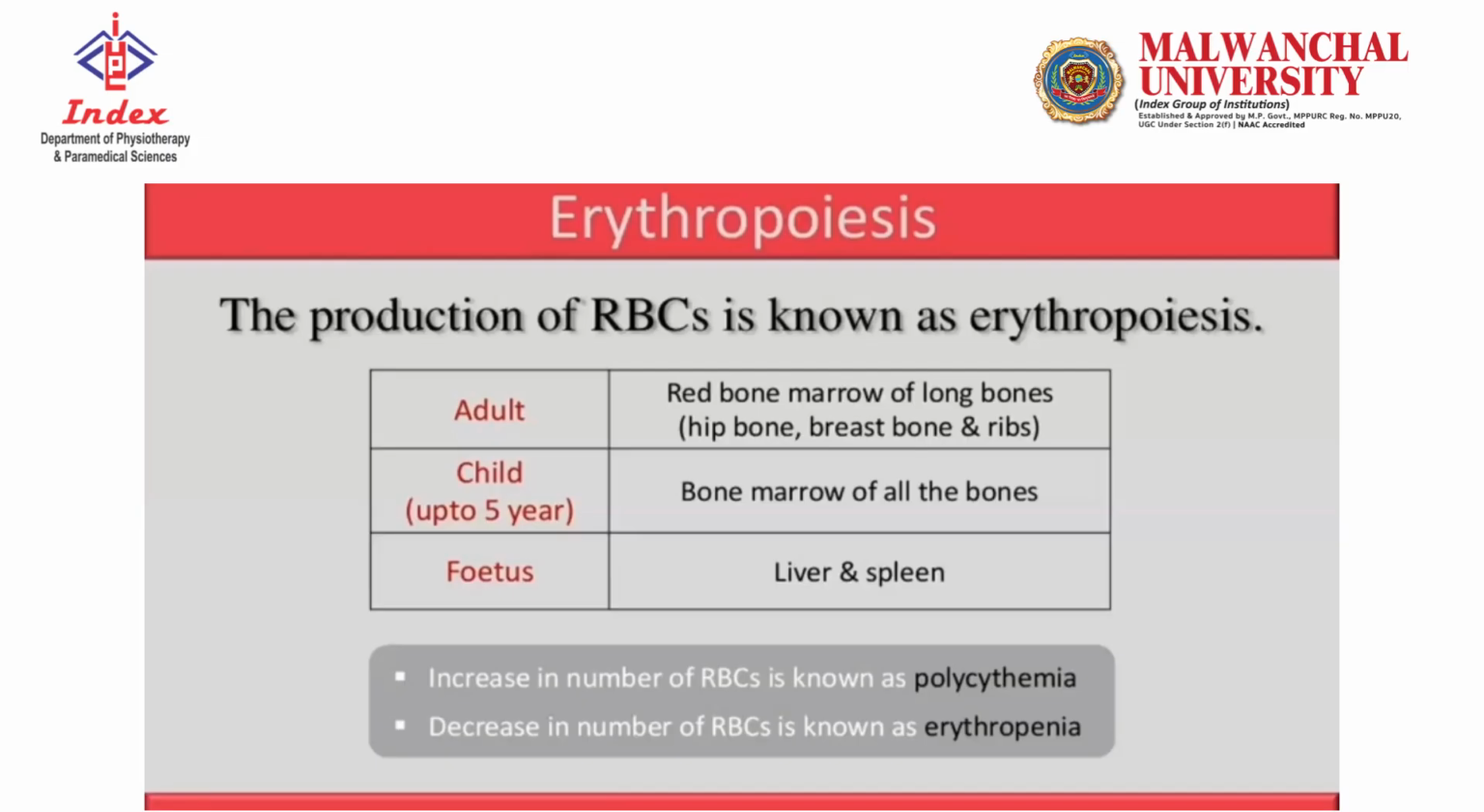An increase in the number of RBCs is known as polycythemia, which is a disease. A decrease in the number of RBCs is known as erythropenia. There are two types. Polycythemia means an increase in number of RBCs, and erythropenia means a decrease in the number of RBCs. Clear?